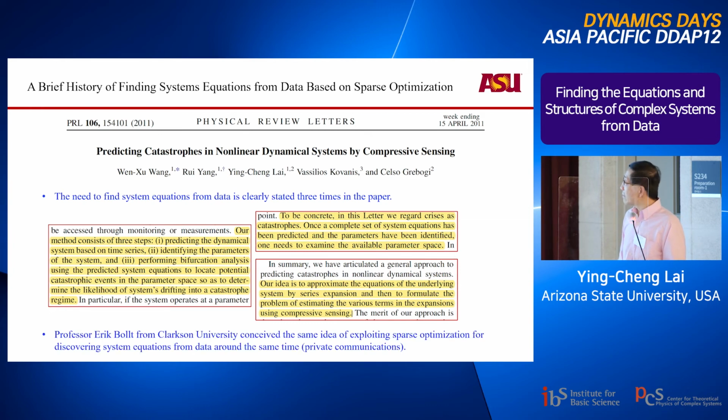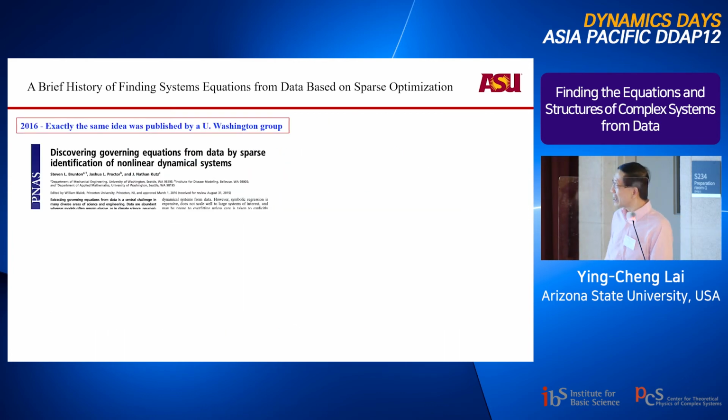And now 5 years later, and I should also say Professor Eric Bollt from Clarkson also conceived the same idea at approximately the same time. But he thought this idea was too trivial, so he did not even bother to write a paper, okay? His standard is very high, by the way. But anyway, 5 years later, exactly the same idea was published by the University of Washington group. And look at that title here, "Discovering Governing Equations from Data." It's a very simple title and a very intuitive title. So that's why this paper has lots of citations.